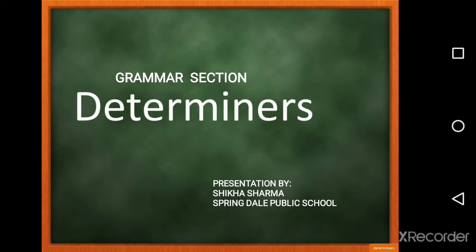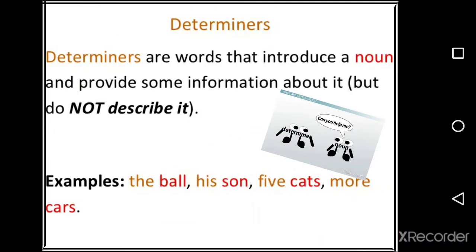Today, we are going to continue with the same topic, that is determiners. But before we move ahead, let us take a quick recap of what we have learned in our previous video. Determiners are the words that are used before a noun and they provide some information about it but do not describe it. For example, the ball, his son, 5 cats, etc.